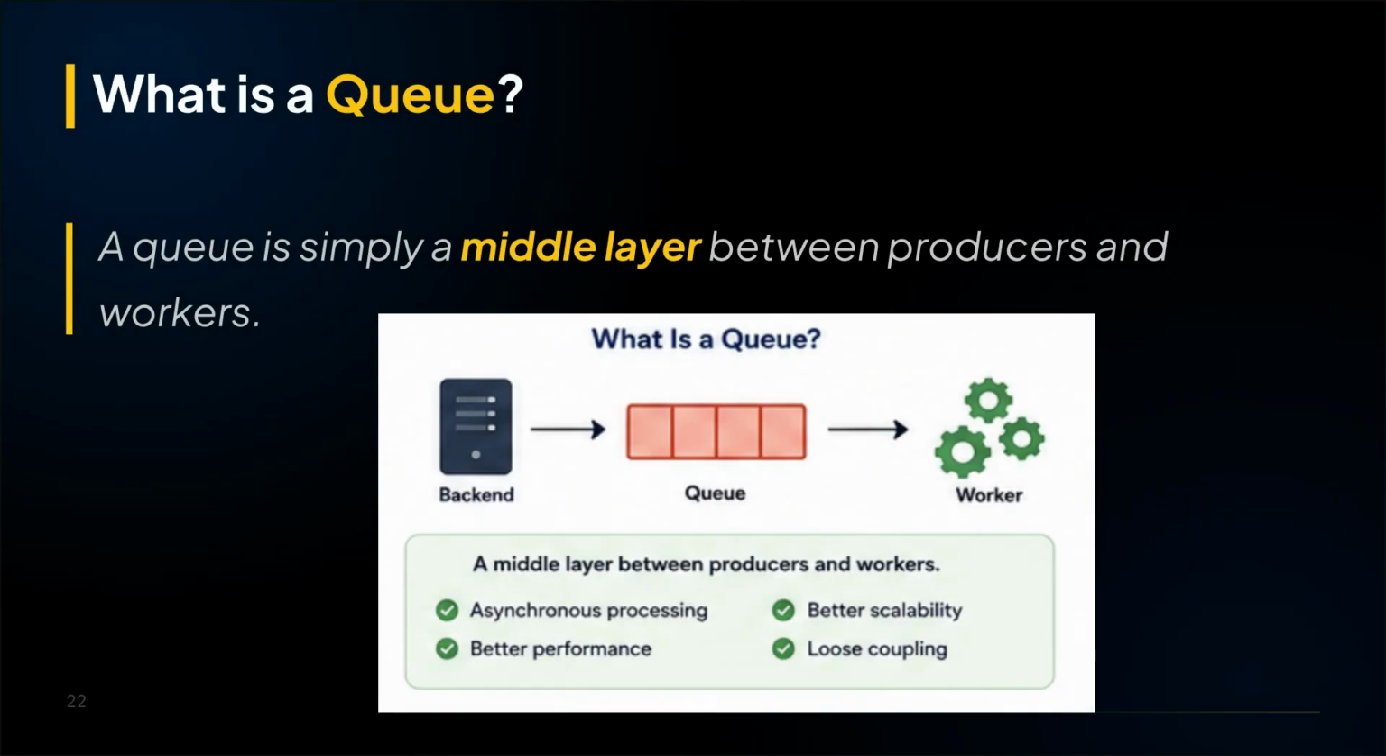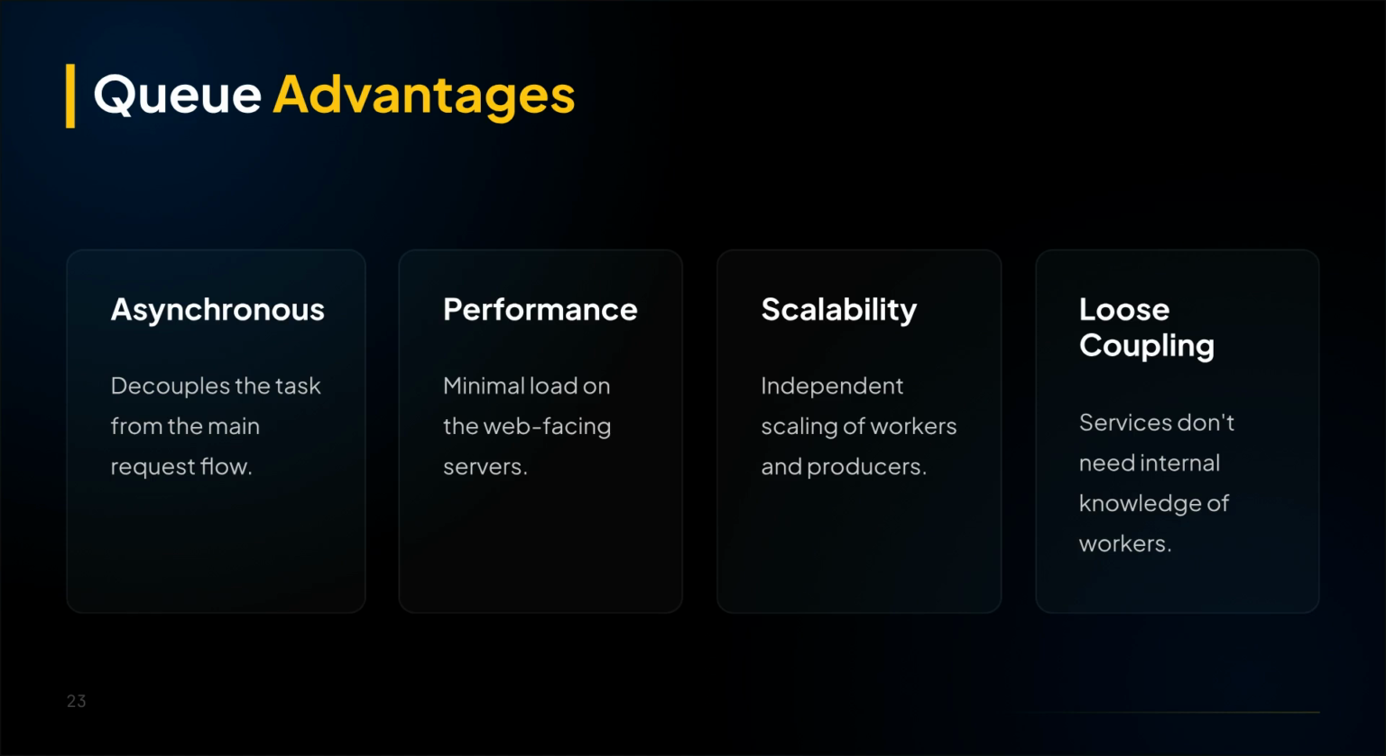A queue is simply a middle layer between producers and workers, enabling asynchronous processing, better performance, better scalability, and loose coupling. The advantages of using a queue include decoupling the task from the main request flow, achieving minimal load on web-facing servers, allowing independent scaling, and ensuring services don't need internal knowledge of workers.